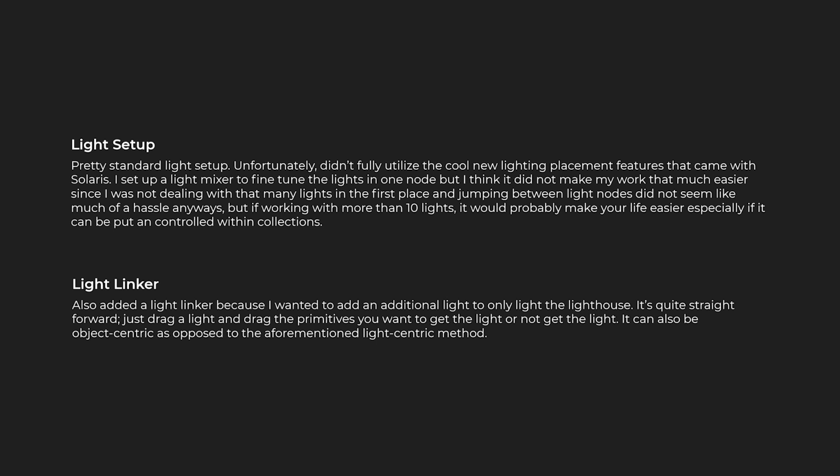I just put in some lights, made some lights, and manually moved them around using the transform handles, the transform controls, and it seemed pretty fine for my purposes, because I didn't use too many lights. I also used a light mixer so that I can tune the lights in one node. But I think it did not make my work that much easier because I didn't have that many lights. It didn't bother me to just jump between the light nodes and change them there.